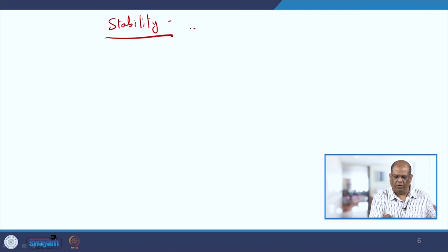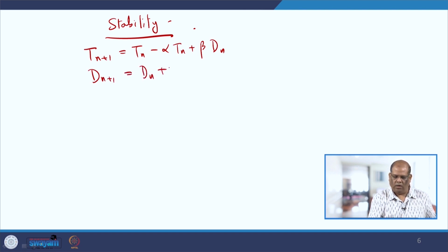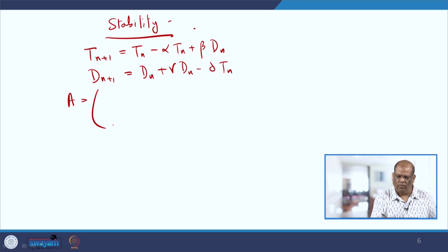So you have the equations T_{n+1} = T_n - alpha T_n + beta D_n, and D_{n+1} = D_n + gamma D_n - delta T_n. So the coefficient matrix, or the Jacobian matrix, in this case will be [1 - alpha, beta; -delta, 1 + gamma].